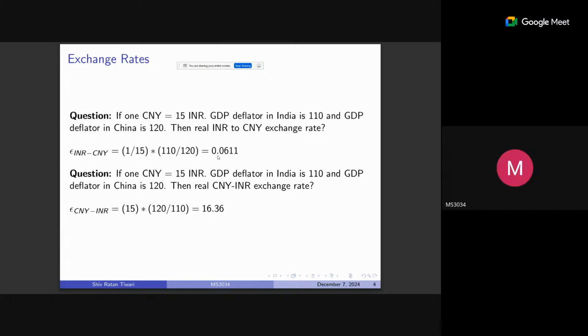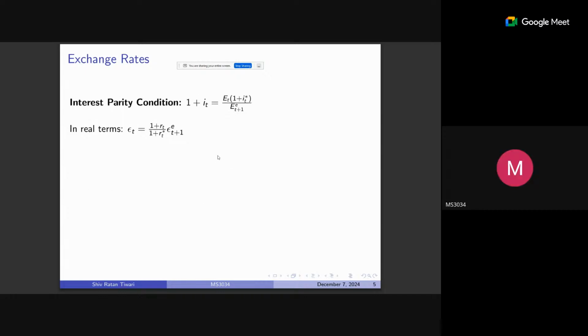Yes. Okay. And in exchange rates, by solving for no arbitrage conditions for interest rates, we derived the interest parity condition, which is a relation between exchange rates and interest rates in home and foreign currency. This is the normal equation for the interest parity condition, and by doing calculations we derived the same in real exchange rate and real interest rate terms also, which is the second equation given here.